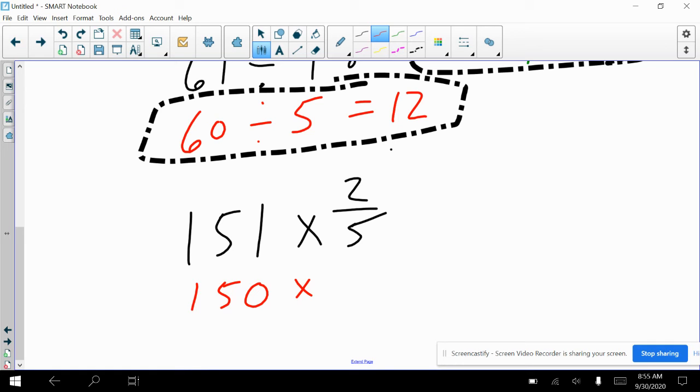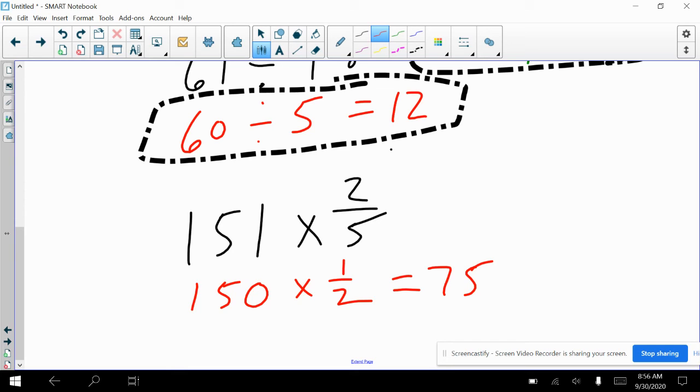Okay, anybody know what 2/5 looks like as a decimal or a percent? Anybody know? 40%. What's 40% closer to? 0, a half, or 1? Closer to a half. Okay. So that answer is going to be 75.